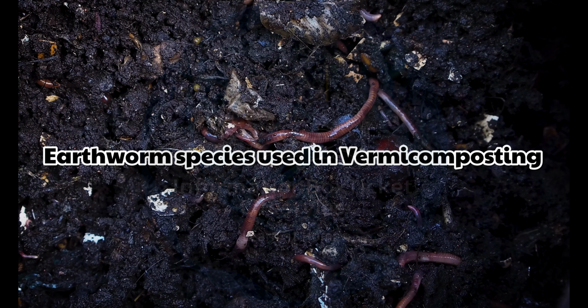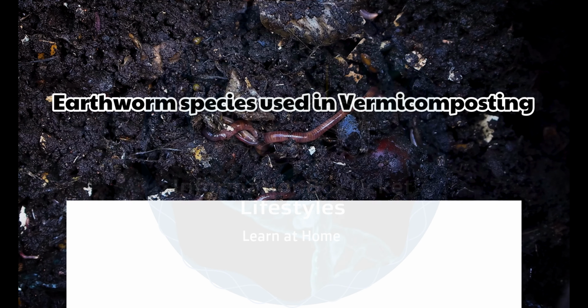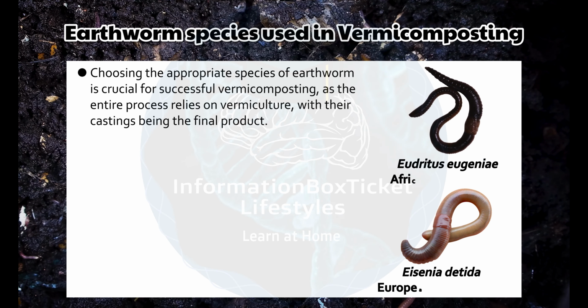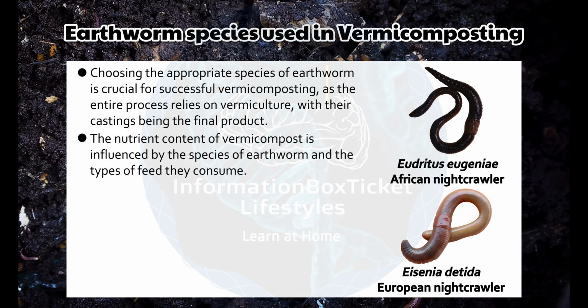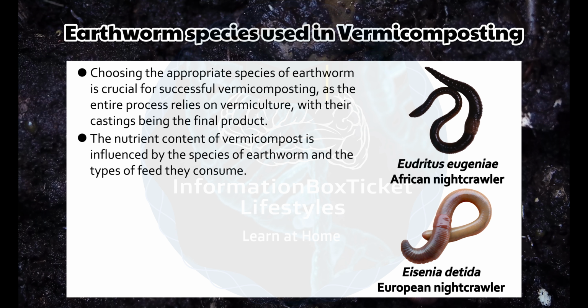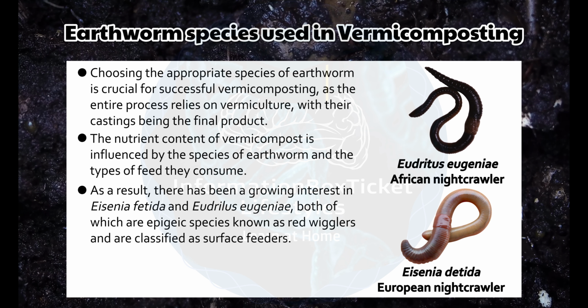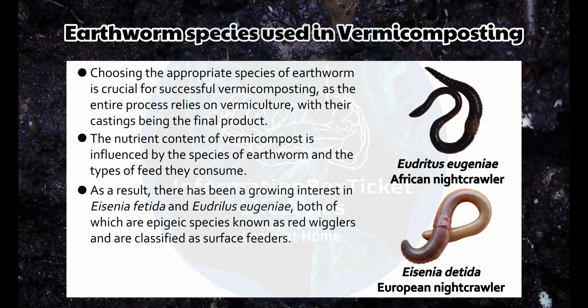Earthworm species used in vermicomposting. Choosing the appropriate species of earthworm is crucial for successful vermicomposting, as the entire process relies on vermiculture, with their castings being the final product. The nutrient content of vermicompost is influenced by the species of earthworm and the types of feed they consume. As a result, there has been a growing interest in Eisenia fetida and Eudrilus eugeniae, both of which are epigeic species known as red wigglers and are classified as surface feeders.